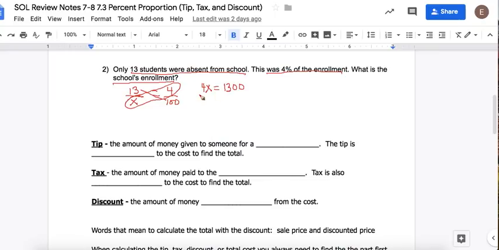The opposite of multiplication is division. So we're going to divide both sides by 4. 4 divided by 4 is a 1 in disguise. So X will equal 1,300 divided by 4, which is 325. And my label is students.